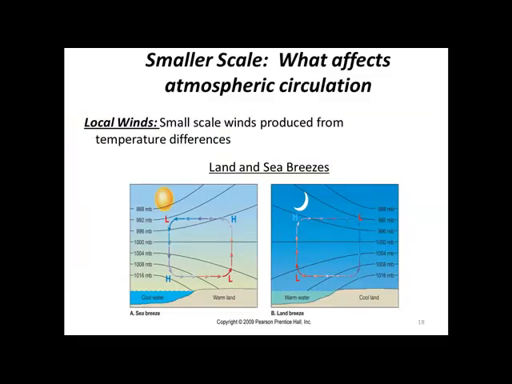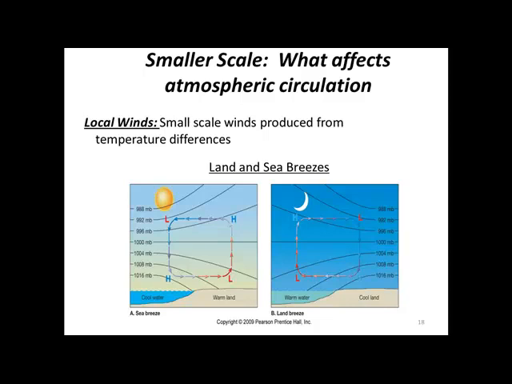Another thing that can happen is we can have local winds. These are just winds on a small scale, produced from temperature differences. Again, we can see that the land and the sea change temperatures and can cause different winds. On the left-hand side, you see a daytime sea breeze. If you've ever sat on the beach during the day and felt cooler than you were on the street, that's because you're experiencing a sea breeze.